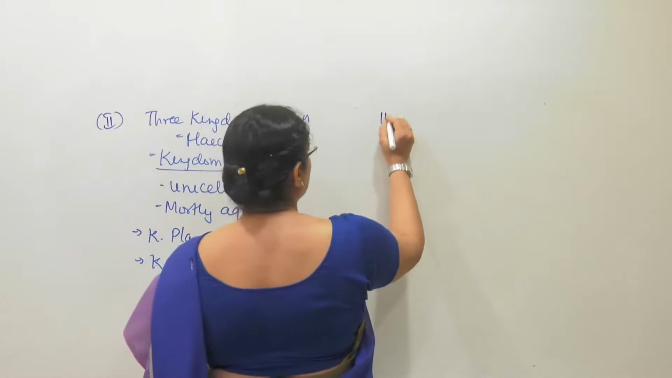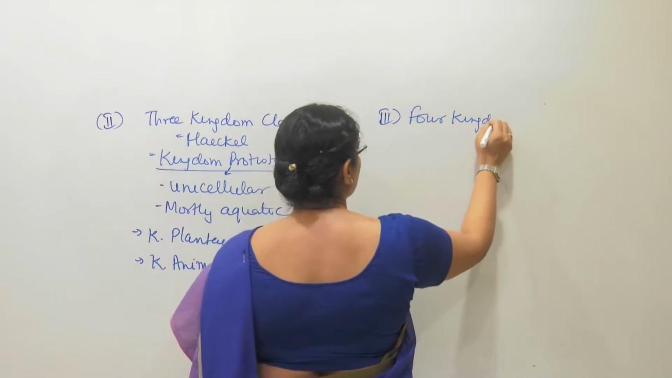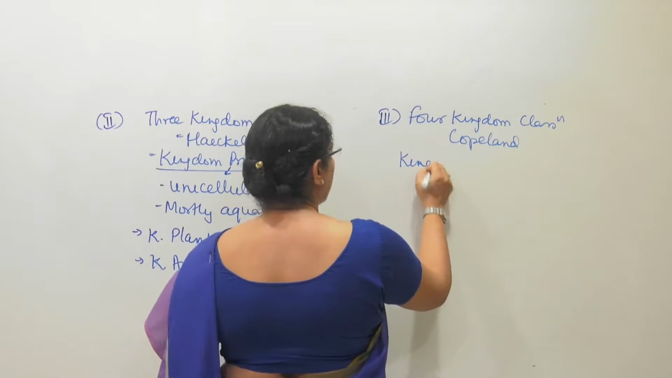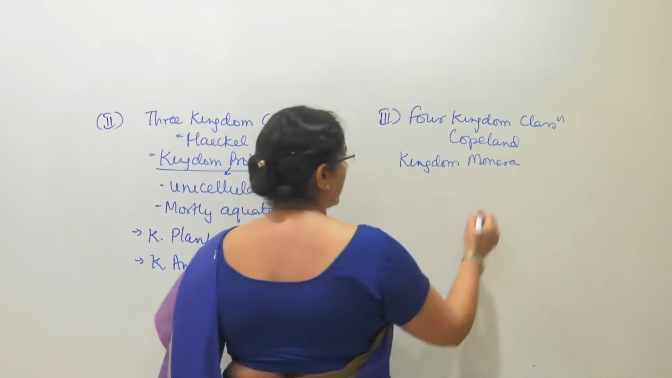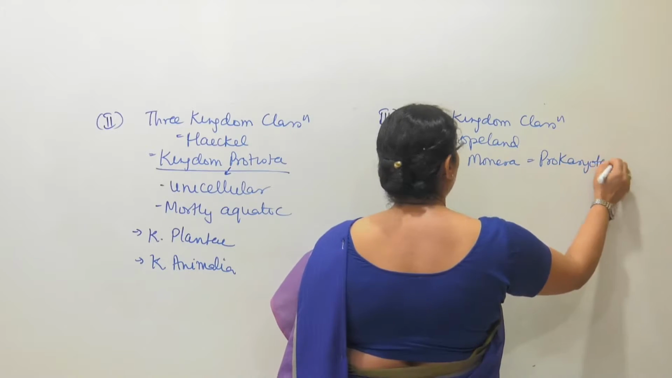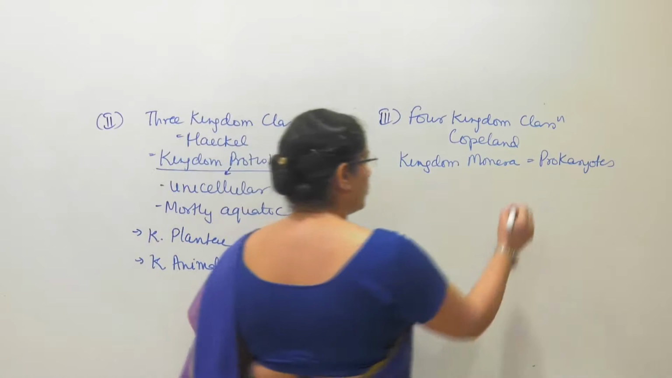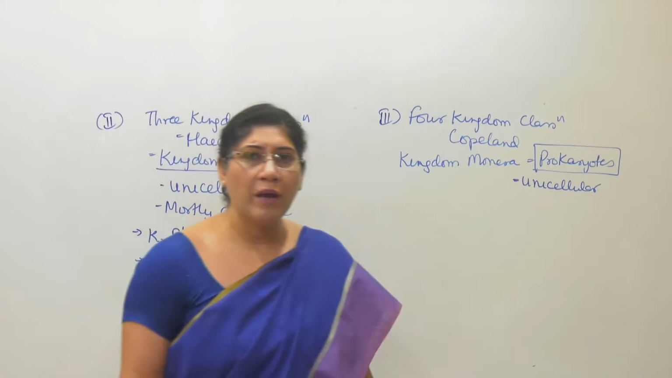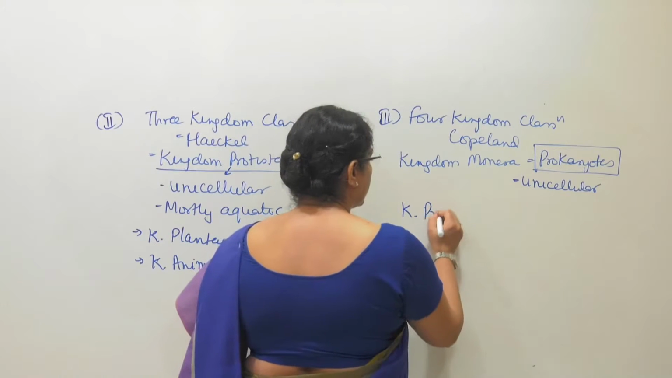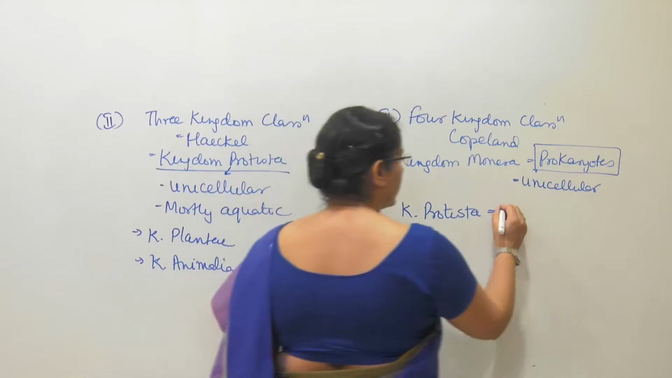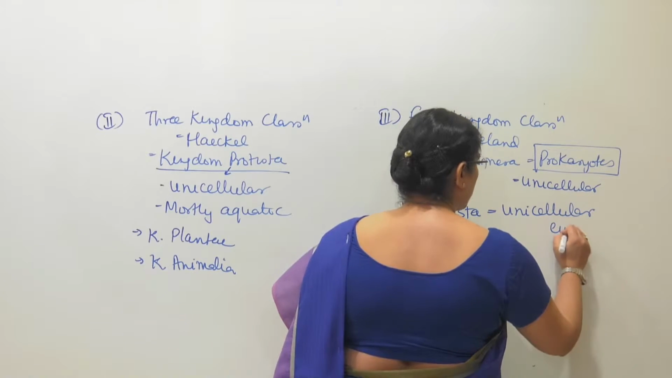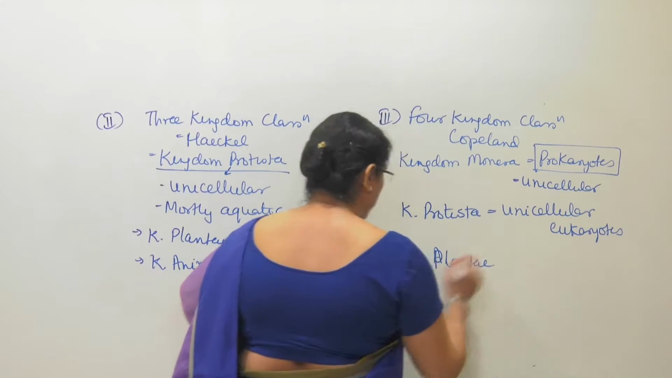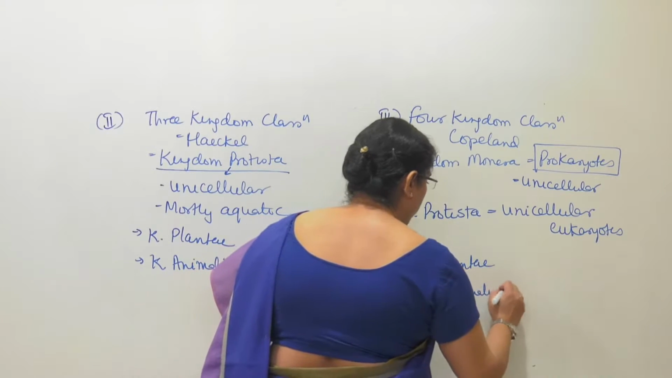Then came the four kingdom classification. This was given by Copeland. He then created kingdom Monera as a kingdom of prokaryotes, and most of the prokaryotes, or all the prokaryotes which you know of, are unicellular, but his main criteria was prokaryotes. So kingdom Monera became a kingdom of prokaryotes. Kingdom Protista, which was already existing and was accepted by Copeland, became a kingdom of unicellular eukaryotes. The remaining multicellulars were then kept in Plantae. So Plantae had fungi as well, and Animalia.